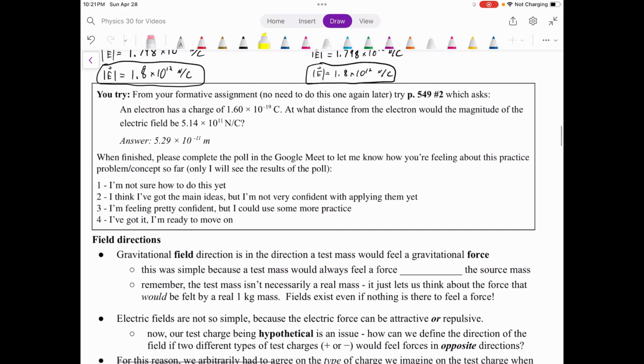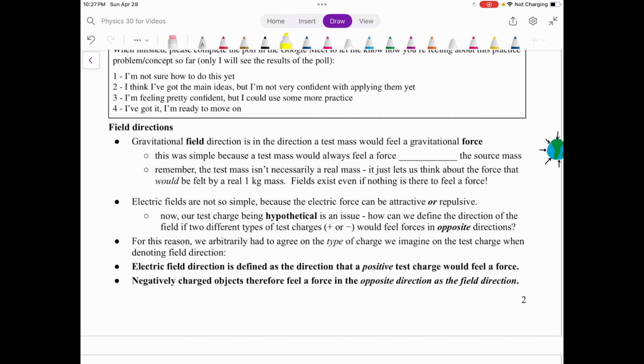How do we come up with the electric field's direction? Because it is a vector. All right, so in Physics 20, you learned the direction of the gravitational field. What direction is this vector of the gravitational field? Well, it's just in the same direction that the mass would actually feel the gravitational force. And this was always pretty simple because a test mass will always feel a force towards the source mass.